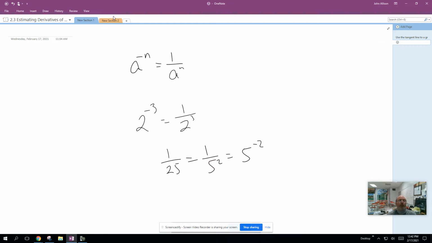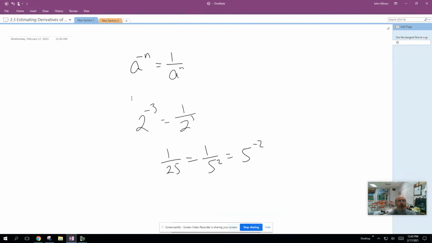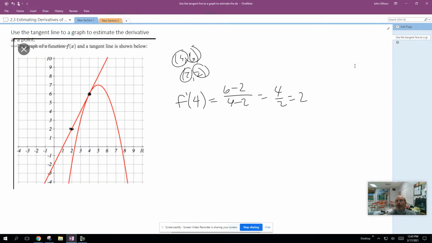So let's look over here, and we're going to look at some examples. We looked at graphs when we did the first part of this video, where we showed you if you have the graph of the tangent line, or you can estimate the graph of the tangent line at a point, you can use the slope of that tangent line to estimate the derivative at that point.